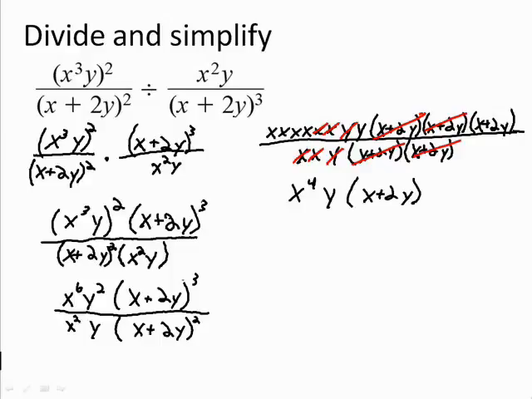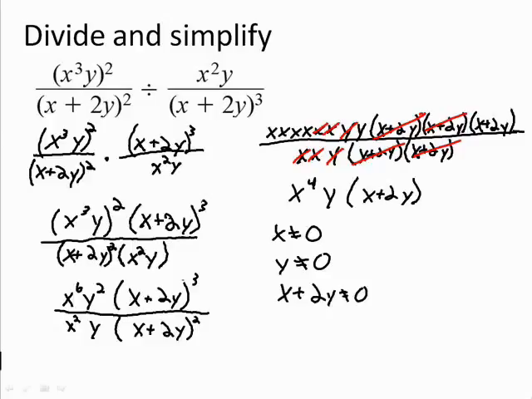You are left with x to the 4th power times y times the quantity x plus 2y. This expression has to have the same domain as the original expression. There was an x in the denominator, so x cannot be equal to 0. There was a y in the denominator, so y cannot be equal to 0. And there was an x plus 2y in the denominator, so x plus 2y cannot be equal to 0.